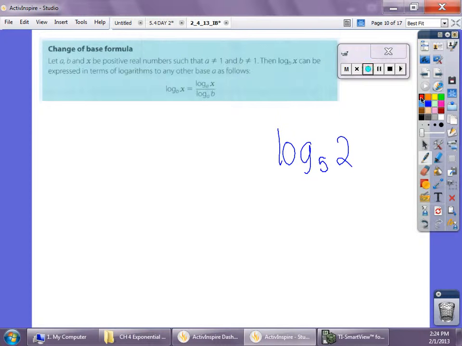We can change bases by doing, and I remember it this way, the base stays in the base. So I do log of 5 on the bottom and then log of 2 up top. The other way you can change this base, you can also use ln.